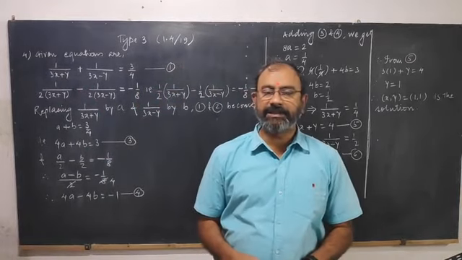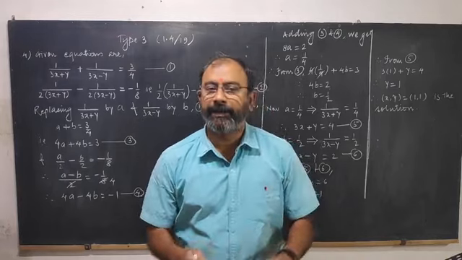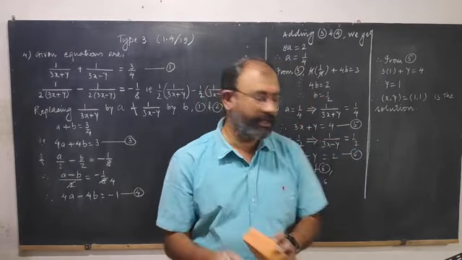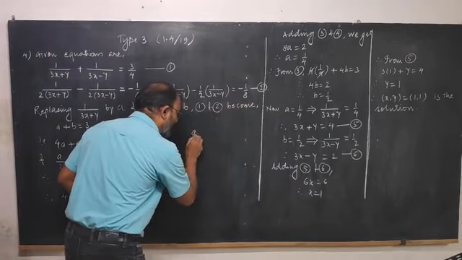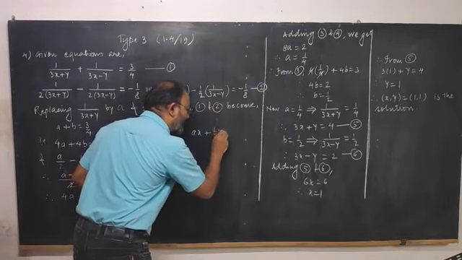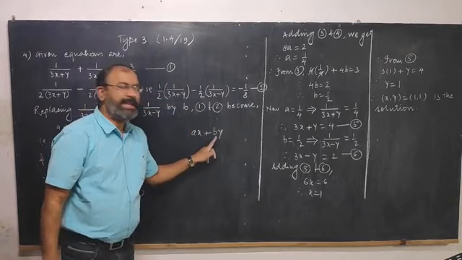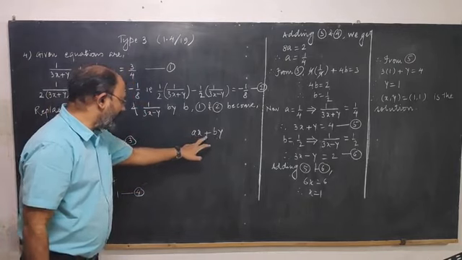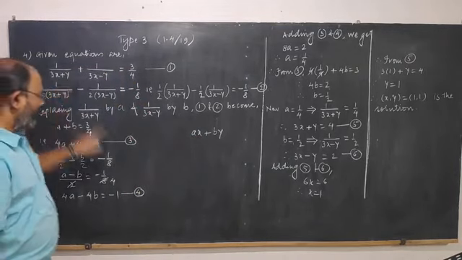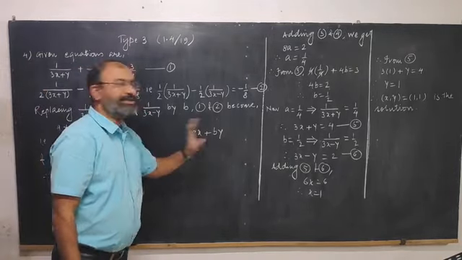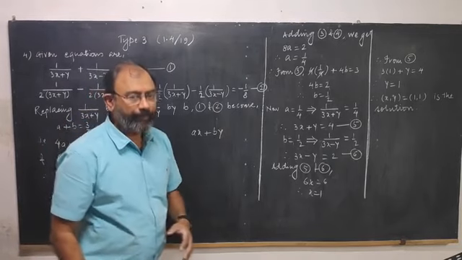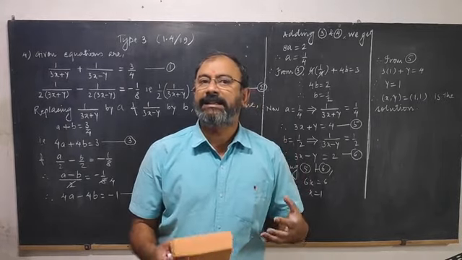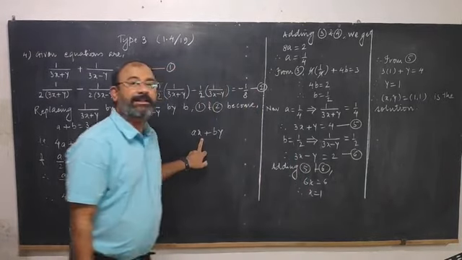Type 3 examples are those where the denominator contains a term like ax plus b or ax plus by, where a and b can be any real numbers. In the given example, the first term is 3x plus y and the second term is 3x minus y. So this is type 3, where the denominator contains terms like this.